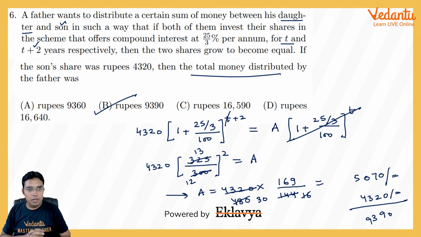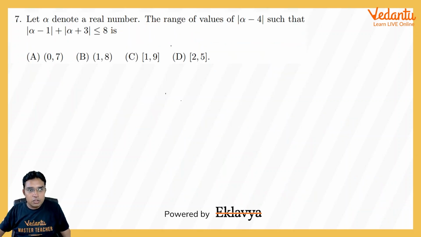Easy question, you just have to do the calculation. Okay. Now coming to the next question, number 7: let alpha denote a real number, the range of values of mod alpha minus 4 such that mod of alpha minus 1 plus mod of alpha plus 3 is less than or equal to 8 is.